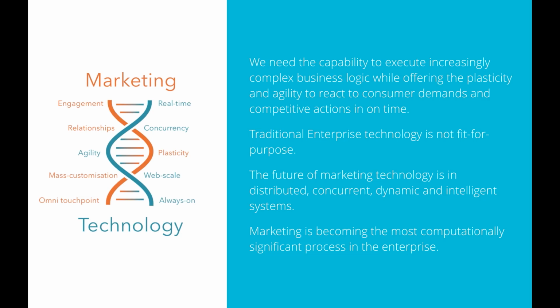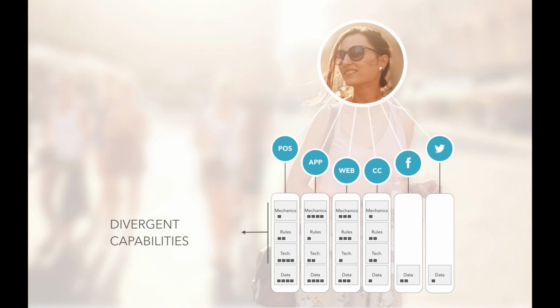So let's see how we are trying to solve this problem today. If you work in a consumer goods company, this is probably your typical scenario, your typical architecture. So basically, you create new touch points to engage with the consumer: point of sales, applications, mobile applications, web, call center. You also use Facebook, Twitter, and social media to engage with them.